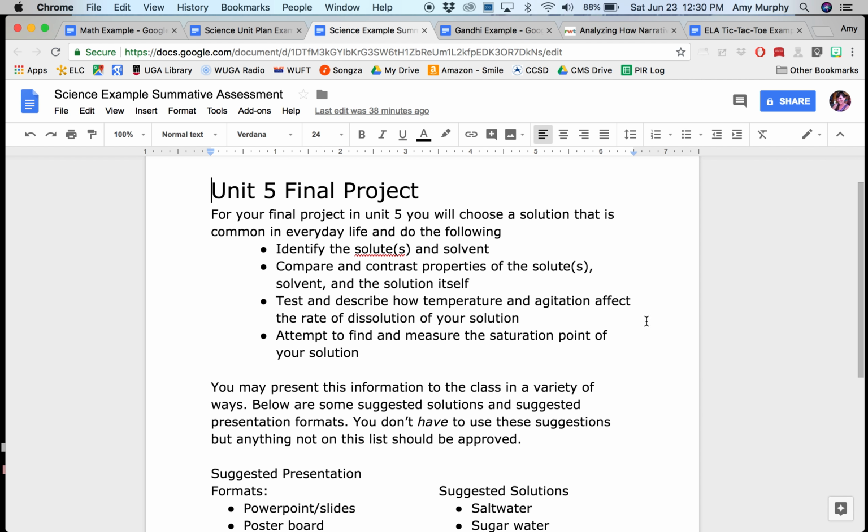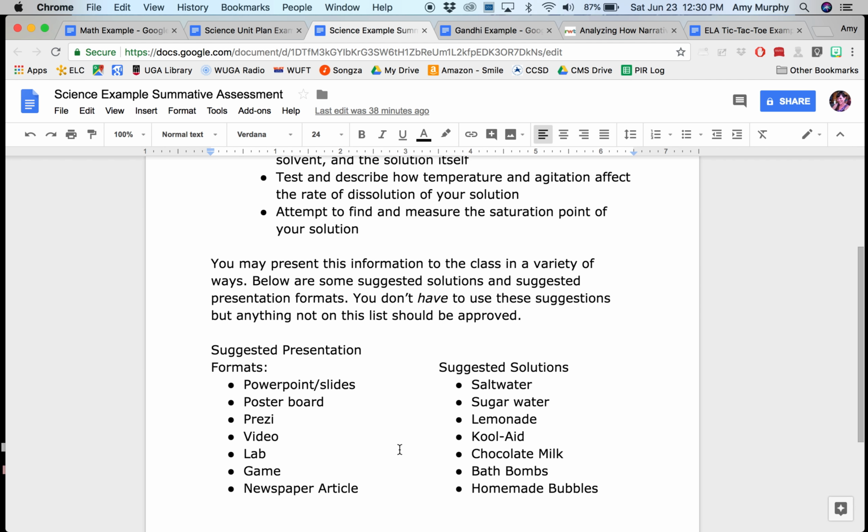What she had them do was they had to identify the solute and solvent. Then they had to compare and contrast the properties of the solute, solvent, and the solution themselves. So this is kind of a higher order thinking task. They had to test and describe how temperature and agitation affect the rate of dissolution of their solution. So here they're actually performing some sort of task with it, some sort of experiment. And then they had to attempt to find and measure the saturation point of their solution. And then they could present their information in lots of different ways.